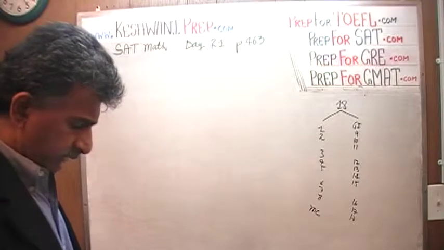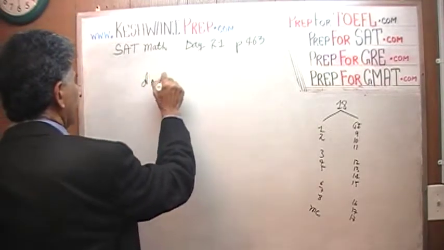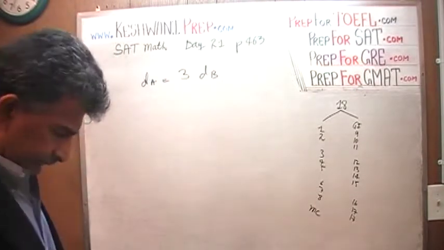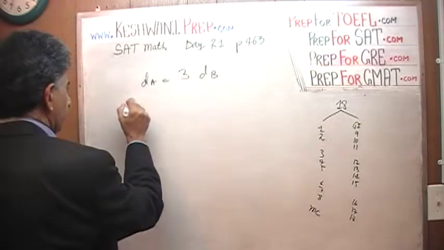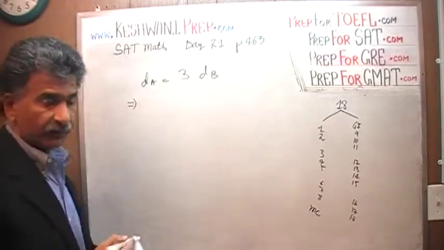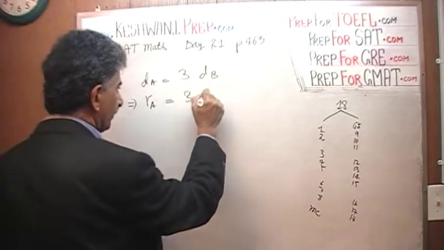The diameter of circle A is 3 times the diameter of circle B. Alright, so the diameter of circle A is 3 times the diameter of circle B. That in turn implies that if the diameter is 3 times the diameter of the other circle, the radius of circle A must also be 3 times the radius of circle B.